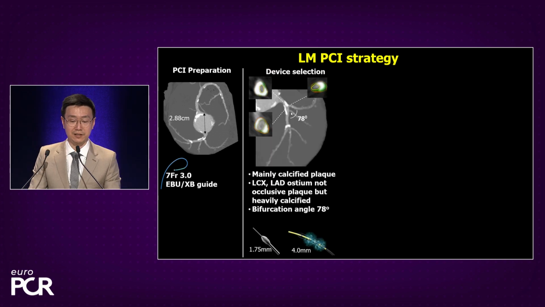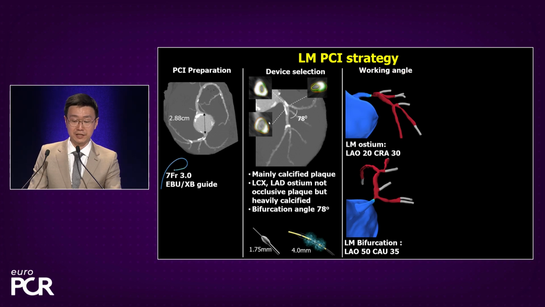And to the device selection. So with this left main bifurcation with mainly calcified plaques that also extend somewhat into the LAD and the circ, we probably need some plaque modification. With the minimum lumen area, we know that is 1.2. We probably can go up to 1.5, 1.75 with a rotablator if you want. And also, with the reference diameter, you can use a 4.0 lithotripsy balloon.